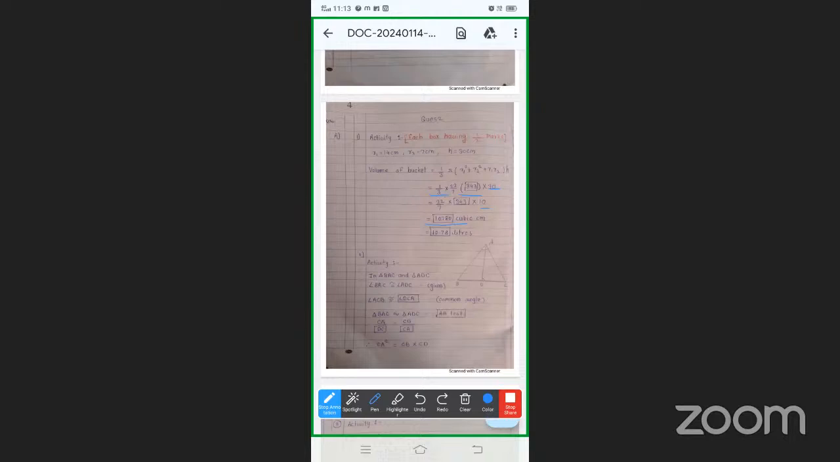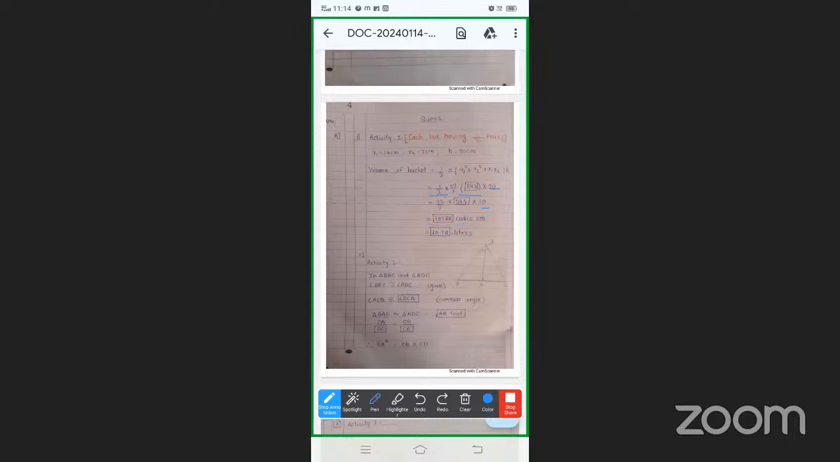10,780 cubic centimeter. But we know that 1000 cubic centimeter is nothing but 1 liter. So we just write here that cubic centimeter is converted into liters, that is 10.78 liters.